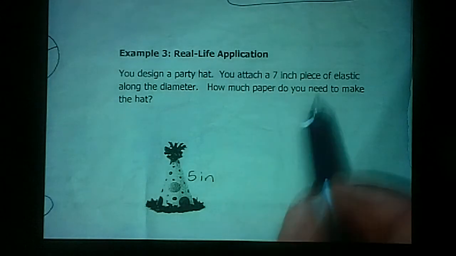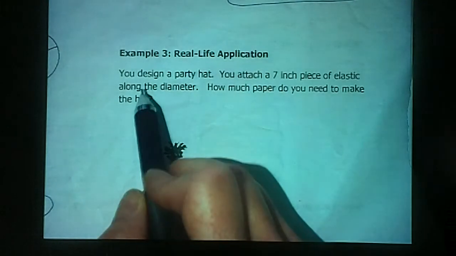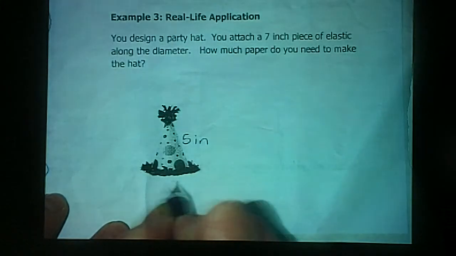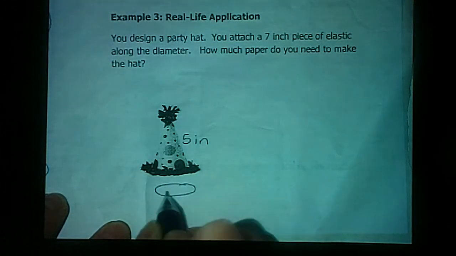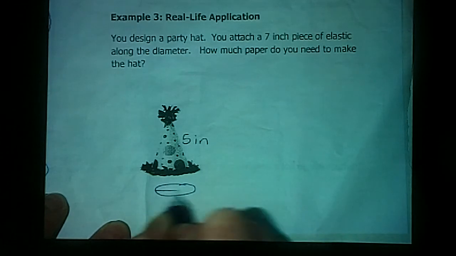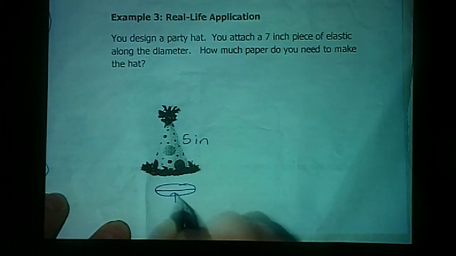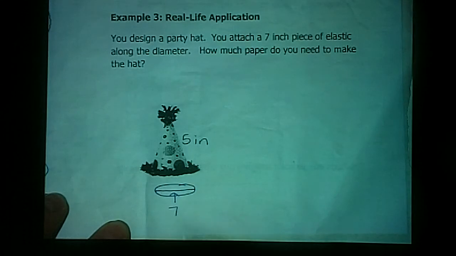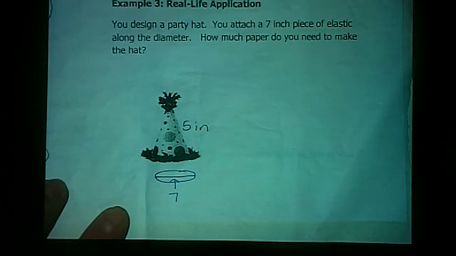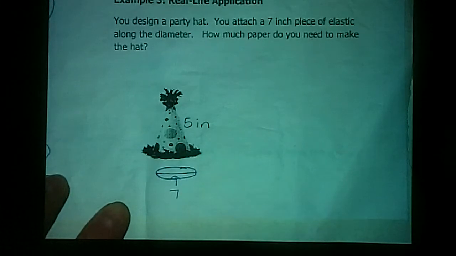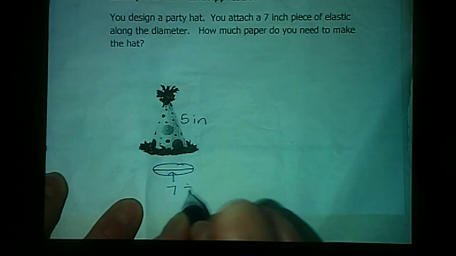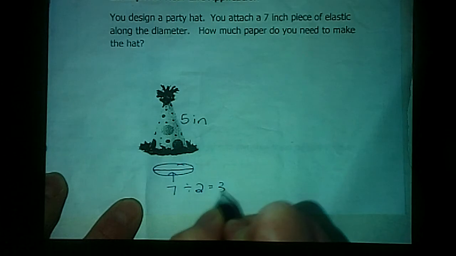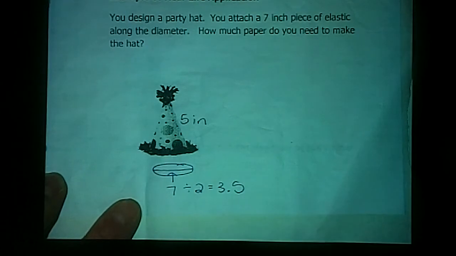Well, I did tell you that you attached a 7-inch piece of elastic along the diameter. So that actually means, if we kind of draw this out here, the bottom of the party hat, this is your elastic, and it's 7 all the way across, right? We need a radius. So if you're given 7 as a diameter, to find the radius, you take 7 divided by 2, so our radius is 3.5.